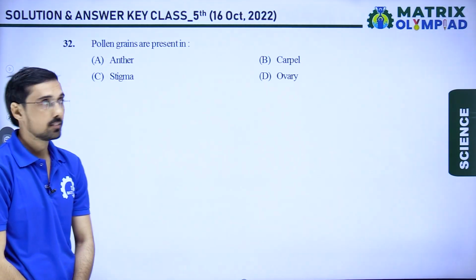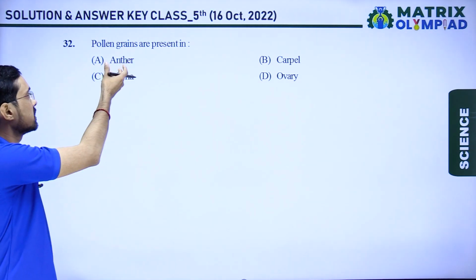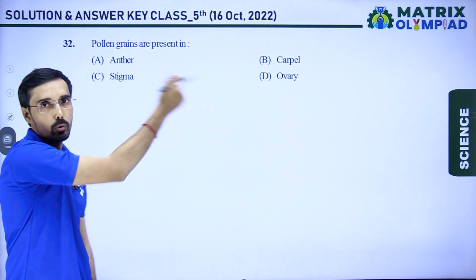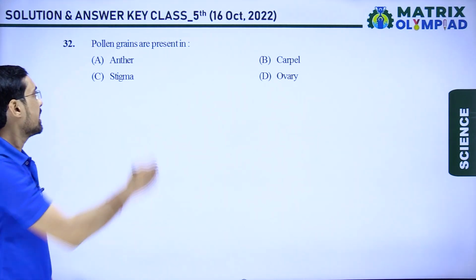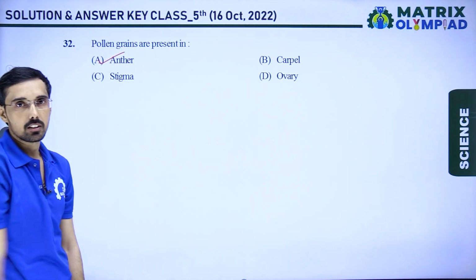Next question is, pollen grains are present in options anther, carpel, stigma and ovary. Pollen grain is a male gamete. It is present in the anther. So the answer is A option, anther.